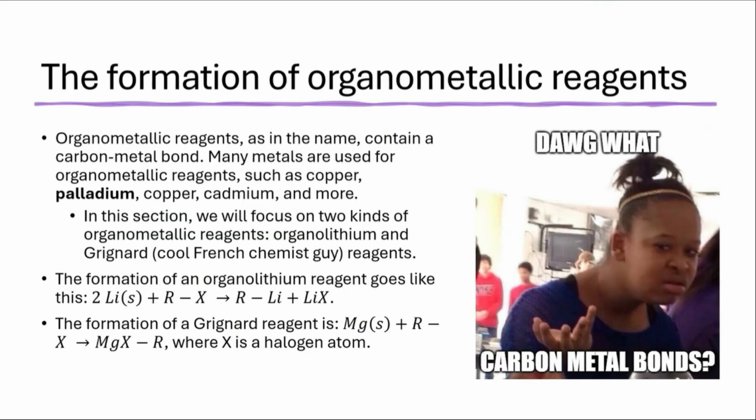The formation of an organolithium reagent is you have 2 moles, or 2 equivalents, of lithium plus 1 equivalent of R bonded to X, and that X could be something like chlorine, and then we get R bonded to Li plus LiX. And the formation of a Grignard reagent is Mg plus RX gives RMgX, where X here is the halogen atom, because Grignard reagents have a carbon-magnesium bond, but that magnesium is also bonded to a halogen atom.